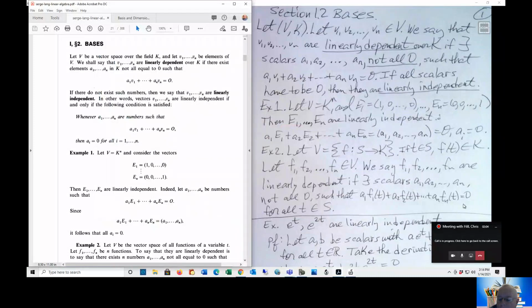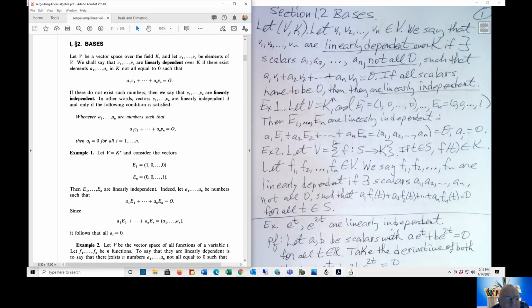Welcome to week 2 of linear algebra. Today we're looking at chapter 1, section 2, bases for a vector space. Last week we defined what a vector space over a scalar field K is. Now we're looking at what a basis for a vector space is.